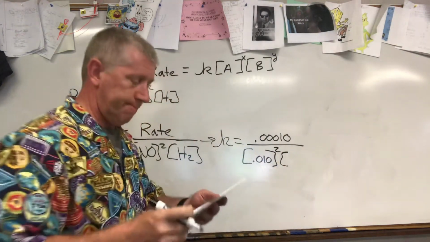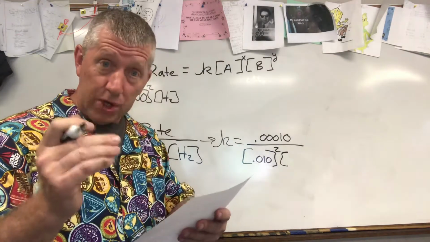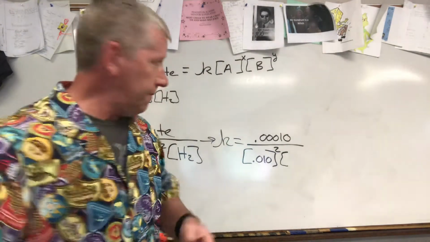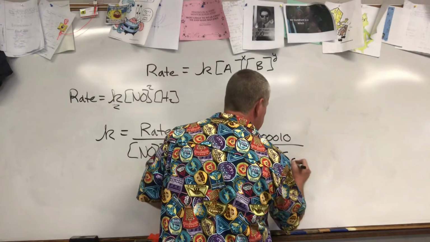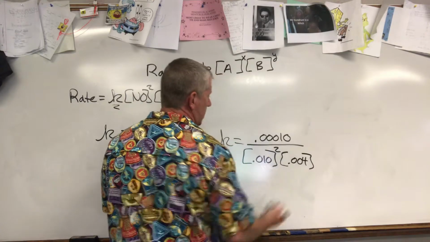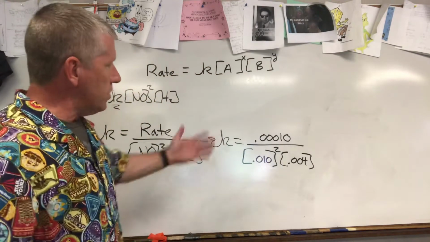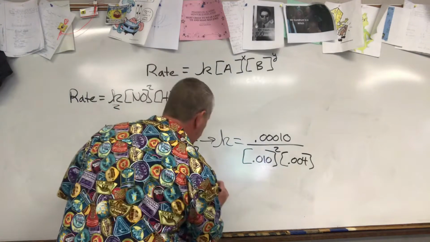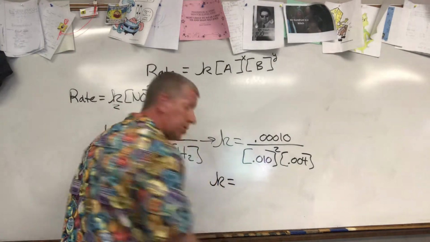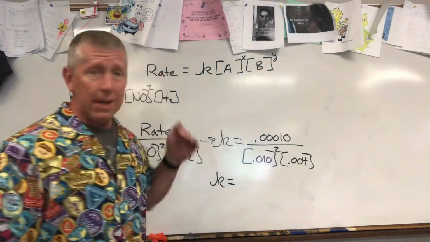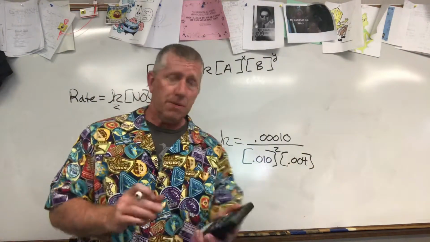Then we need the concentration of the hydrogen for experiment 3: 4 times 10 to the negative third, which is 0.004. All right, that's it. There's my setup. I'm going to do the math, and we're going to get that K value. You could do this with a different set of experimental data. Don't believe me, don't trust me. Try it with experiment data 1, try it with experiment data 2, and see what you get.